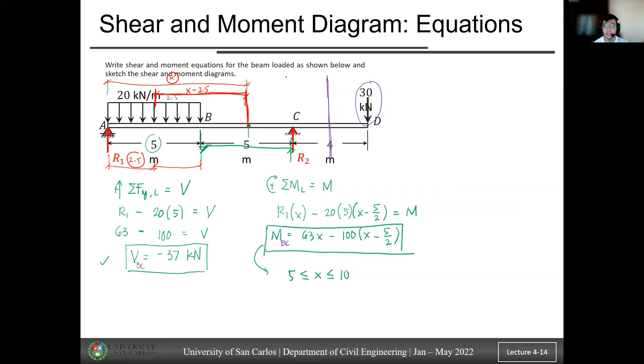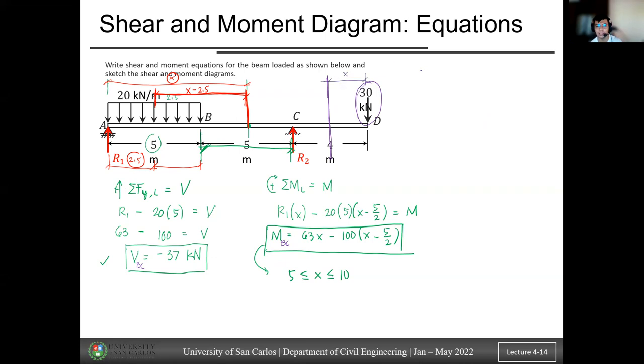If you try to analyze it again, notice that if you try to analyze it on the left portion, the 30 kilonewton force would not be included in the equation. So meaning, it seems incomplete, right? We still have to evaluate it later. So to make it more complete, of course, we analyze it on the right side.